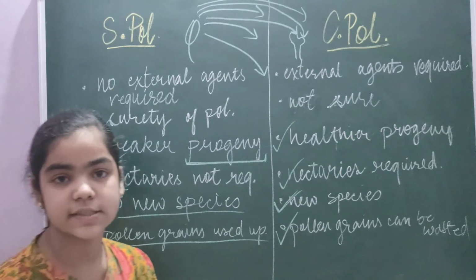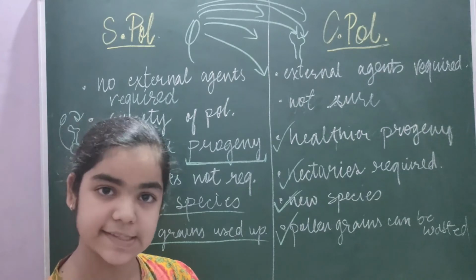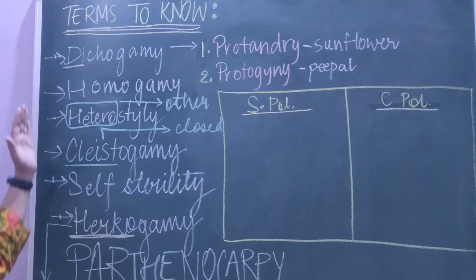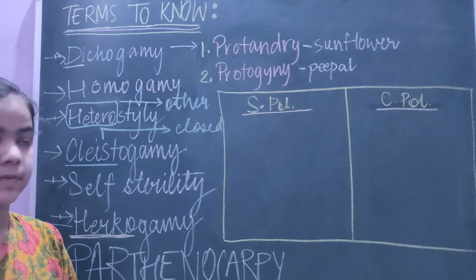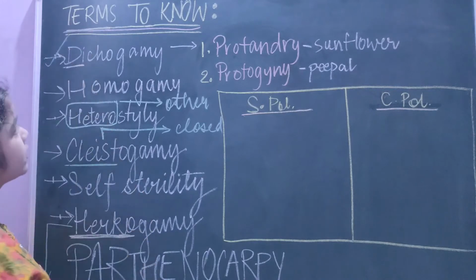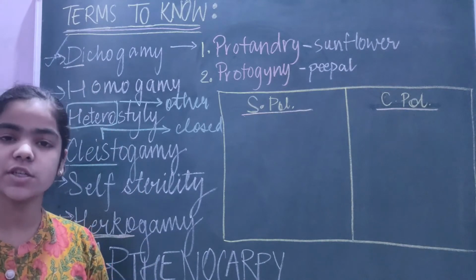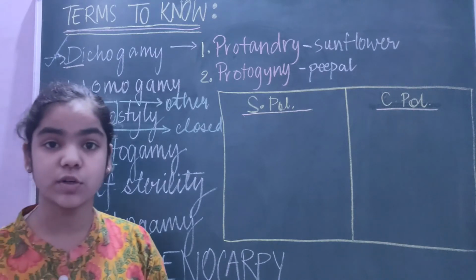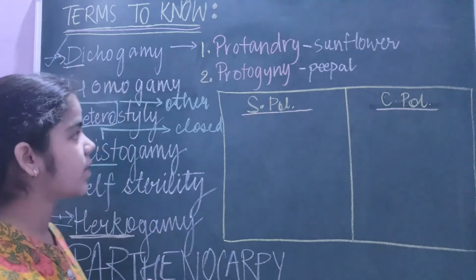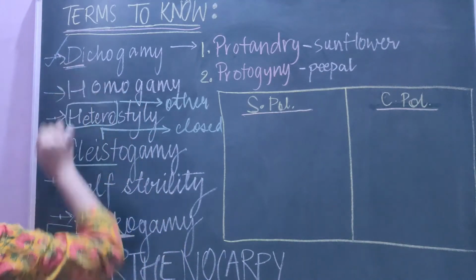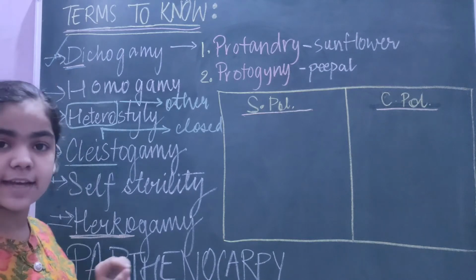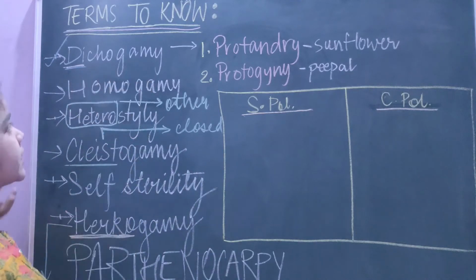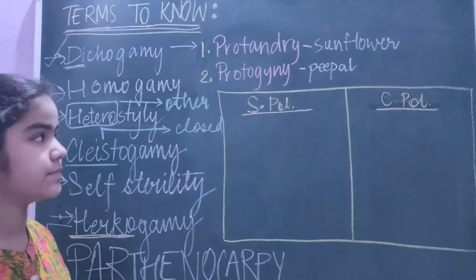Let us now discuss the adaptations for cross-pollination and self-pollination. For further discussion, it is important that you know these terms. Let us discuss them one by one. First one is dichogamy. This word means the maturation of the male and female parts at different times. To understand the meaning of any word, you need to understand the meaning of the prefixes used. Now here, di means different. So when it's dichogamy, it is a different time of maturation.